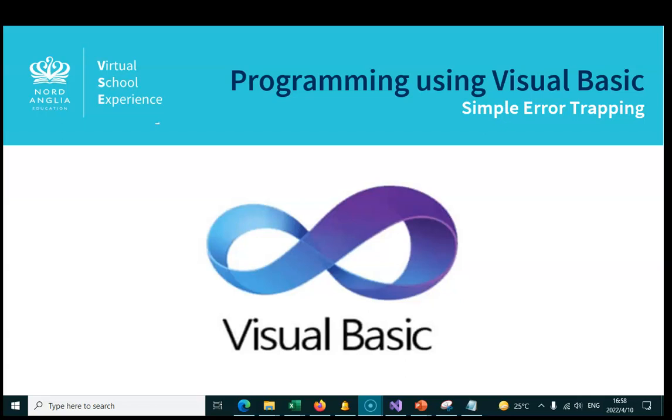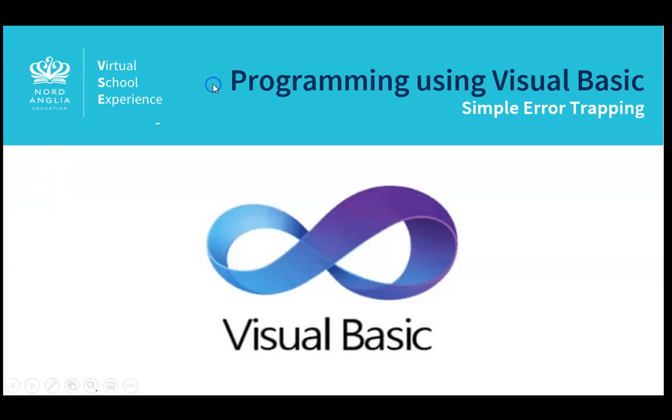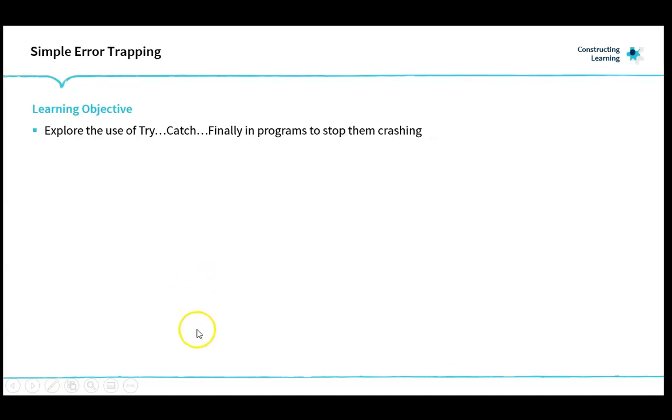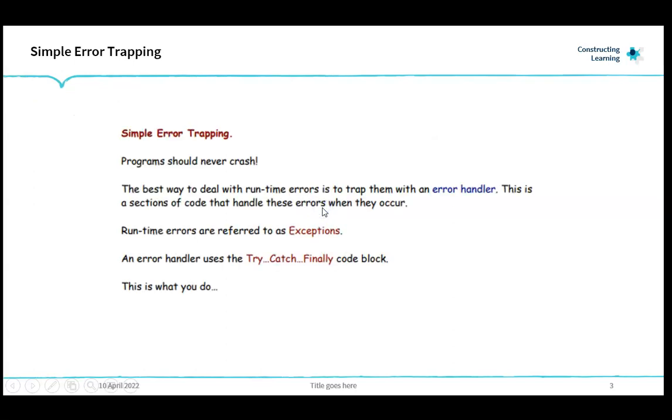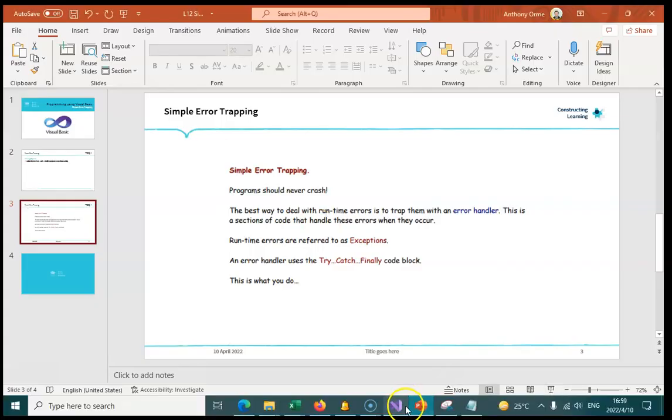In this video, we're going to look at simple error trapping, and we are going to explore the use of try, catch, finally in programs to stop them crashing. So, simple error trapping: programs should never crash. The best way to deal with runtime errors is to trap them with an error handler. This is a section of code that handles those errors that occur, and these runtime errors are often referred to as exceptions. An error handler uses a try, catch, finally code block. So this is what to do. Let's have a quick look.